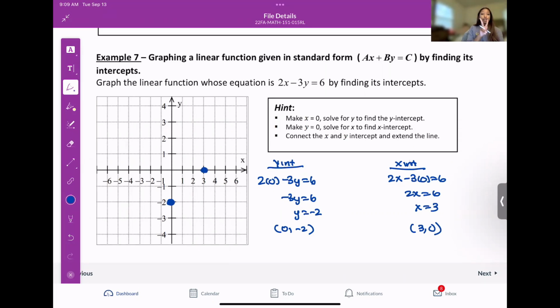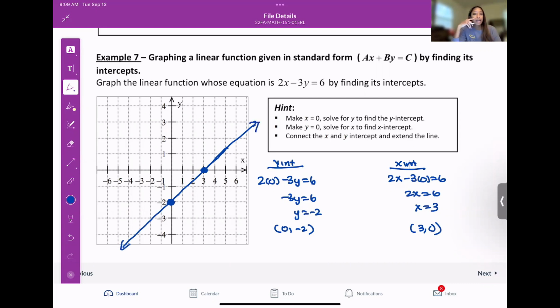And remember, all we need is 2 points to draw the graph of a line. So once we have those 2 points, you just want to extend them. I'm bad at drawing straight lines sometimes. Let me take my time. There we go. Extend them, and that gives us the graph of the line.